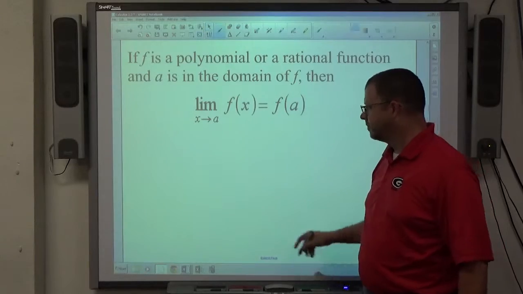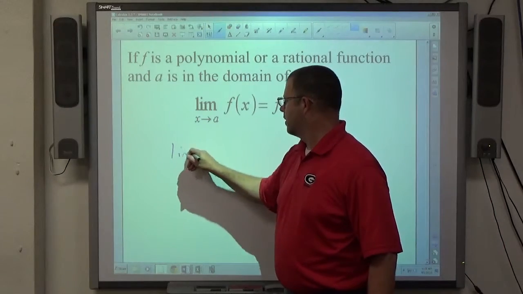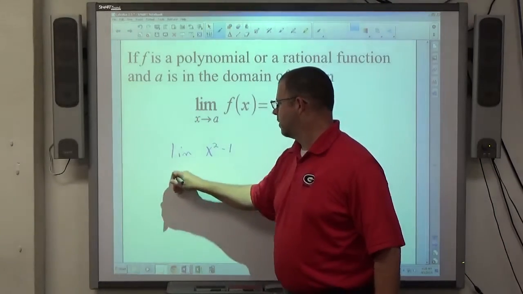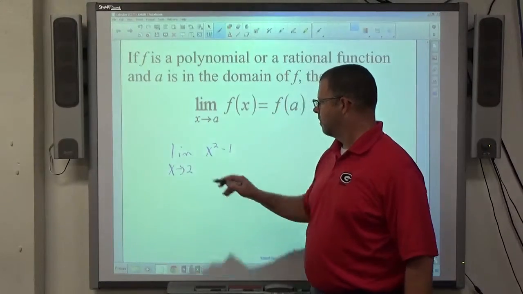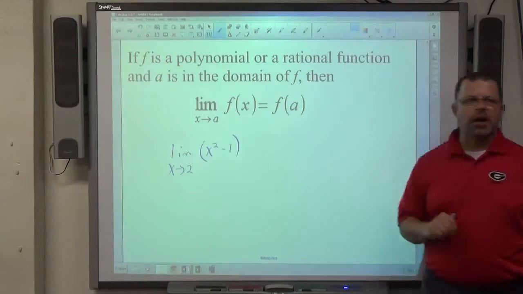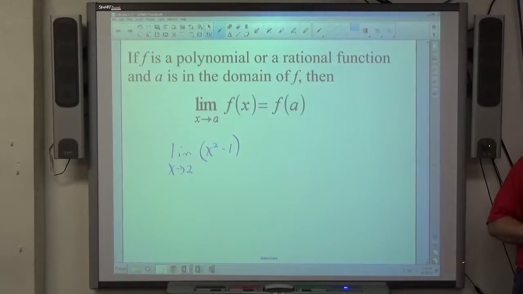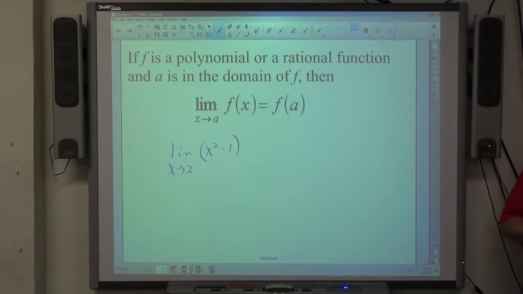The limit of the function as x approaches a is just f of that number. For example, x squared minus 1 is a polynomial function. The domain of x squared minus 1 is all real numbers. There's no number in the world that I can't put in there to square and then subtract 1 from. Squaring anything is possible, subtracting 1 from anything is possible. So all numbers in the world would work on that function.